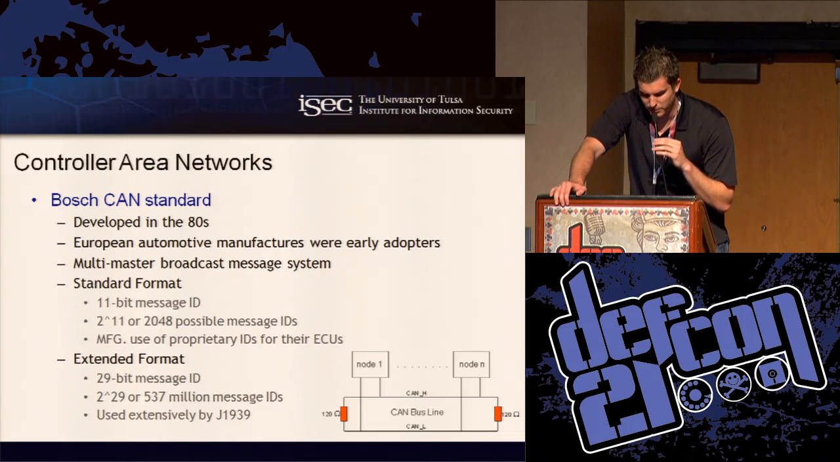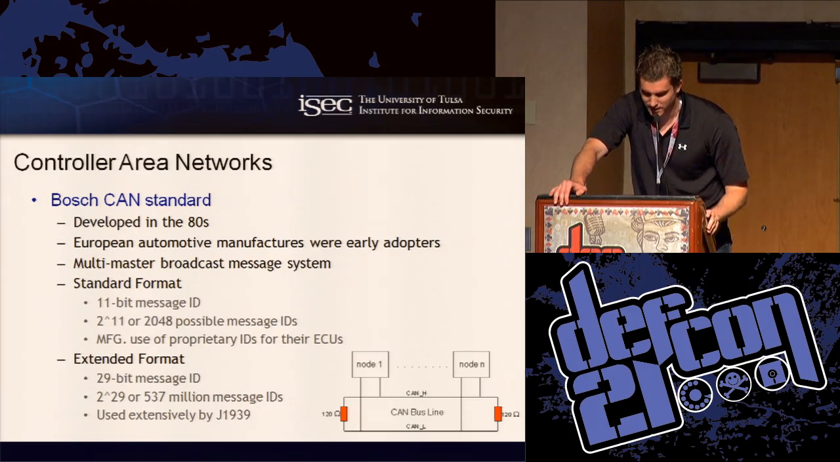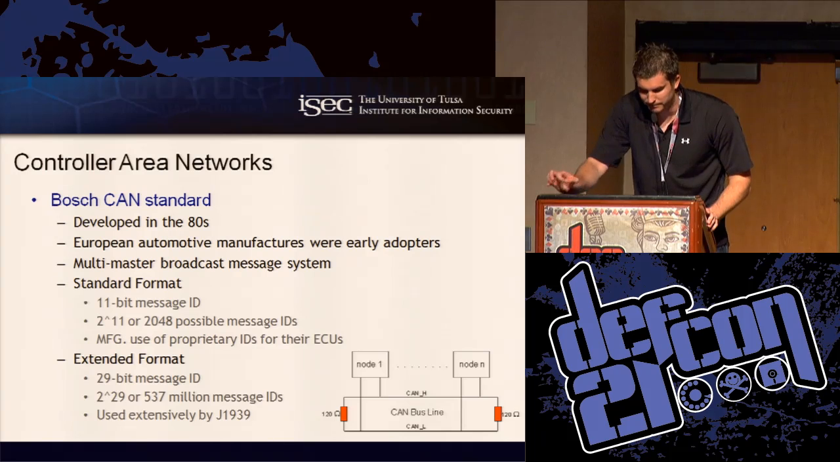And with CAN, there's no notion of source addresses, so it's nearly impossible to identify where a message actually came from, which is sort of a problem. And CAN actually comes in two flavors. There's the standard format, which is used on passenger automobiles. And then there's the extended format.